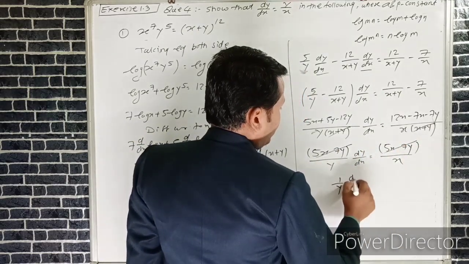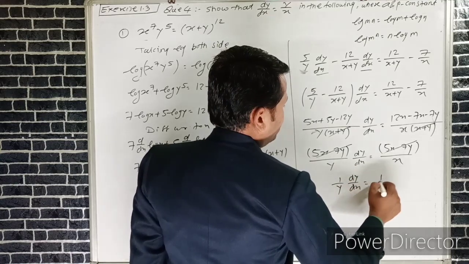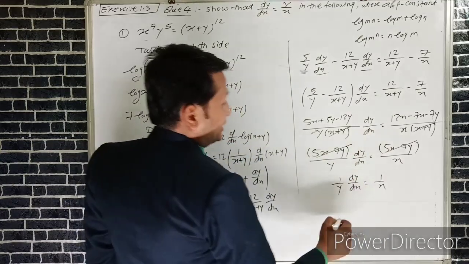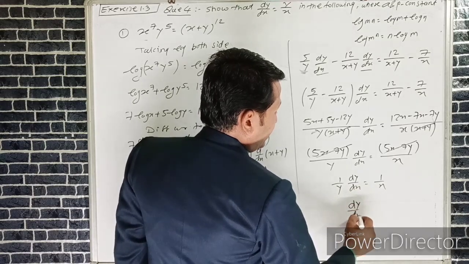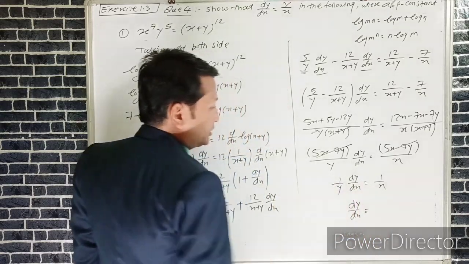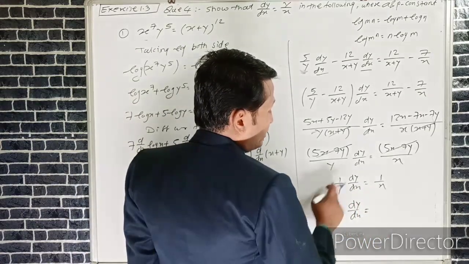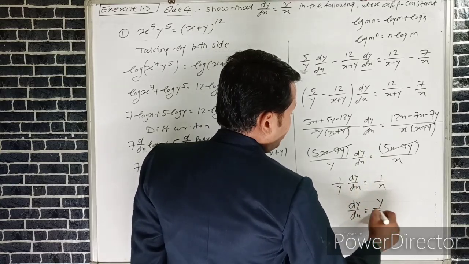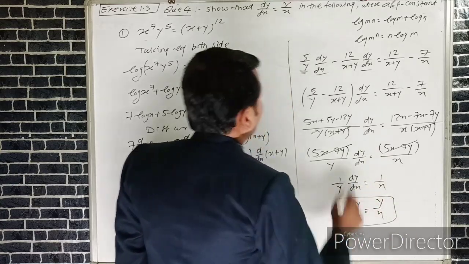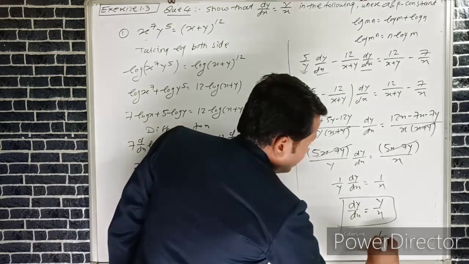1 upon y dy upon dx is equal to 1 by x. If we shift this to the right side, then we can write this divided by y, which divides the whole term dy by dx. We can write in numerator y upon x, which is the required proof, dy upon dx equals y by x, hence proved.